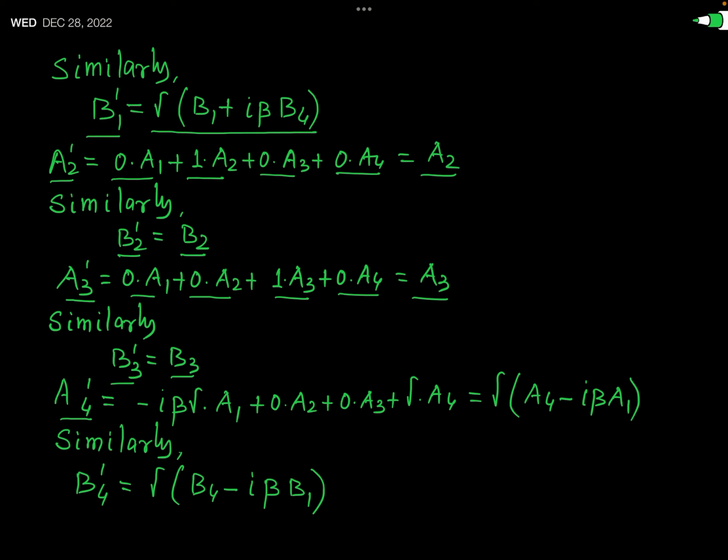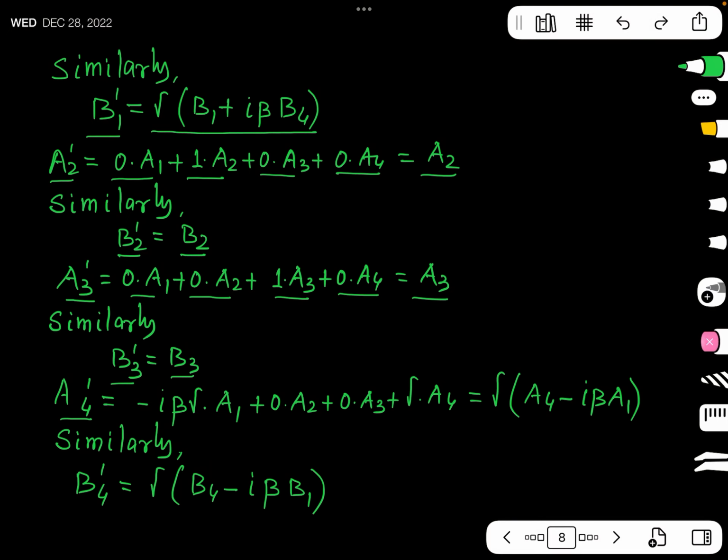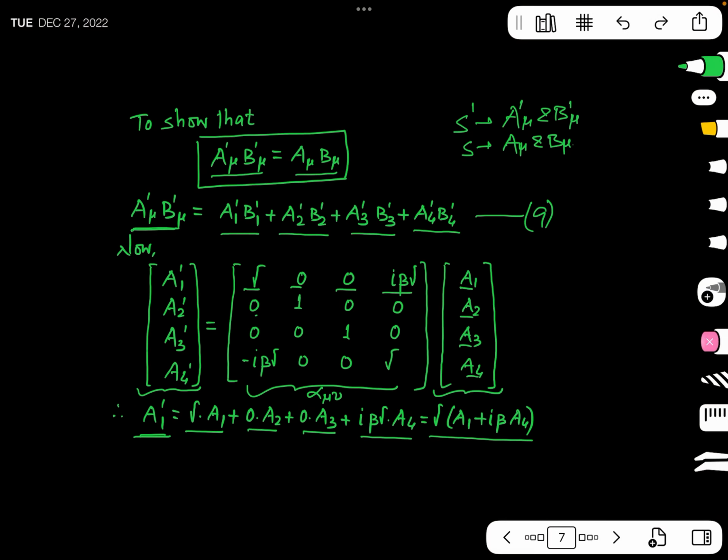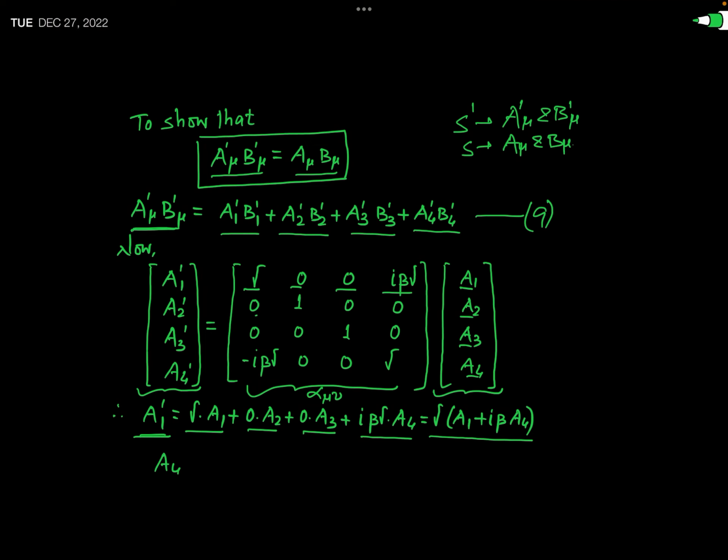Now when you find A4 prime, you can see how this A4 prime will be obtained. I am writing it here. A4 prime, you can see this will be minus i beta gamma times A1, plus 0 times A2, see the matrix, plus 0 times A3, and plus last term, this will be gamma times A4.